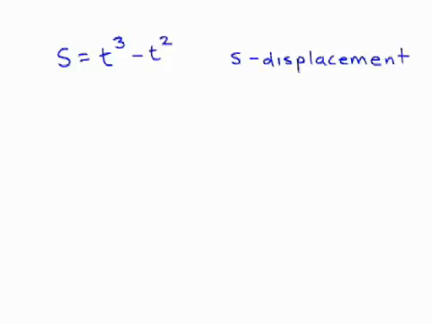In this example, we've been given the equation s equals t cubed minus t squared, where s represents the displacement of an object in meters and t represents the time in hours. We need to find the velocity, specifically the instantaneous velocity, at t equals 4 hours. We start by taking the first derivative of our function and obtain ds/dt equals 3t squared minus 2t.